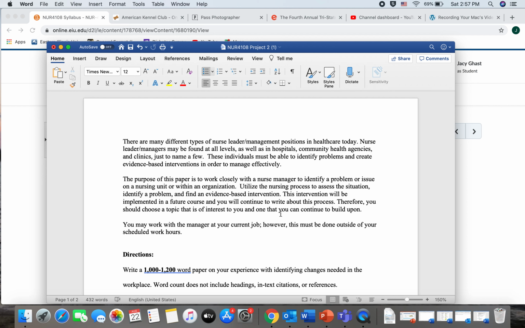What you're going to do for this project is find a problem, assess the situation, identify a problem, and find an evidence-based intervention. So if you want to work with, maybe falls, the fall rate's higher, or there's a lot of CAUTIs on your floor. Those are things that you could identify as problems and then you're going to find an evidence-based intervention.